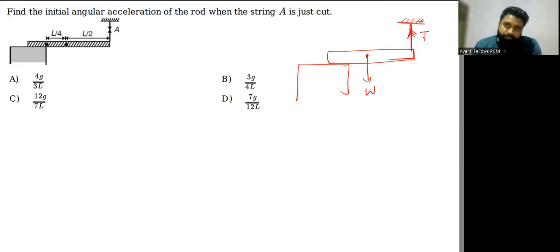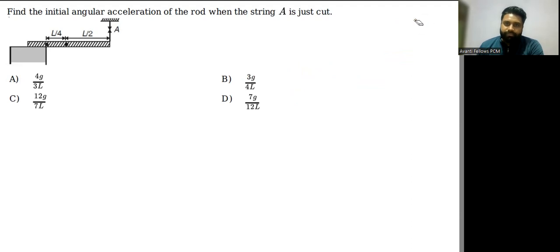But what happened? We have just cut this string. We have just vanished it. So this rod's end is now free to move. So it will rotate in this direction about this point, because this is the contact point. It will go up from here and down from there. So initially the point of rotation is this point. And what is the responsible force for that? It is the weight of the rod. So we are going to calculate this.